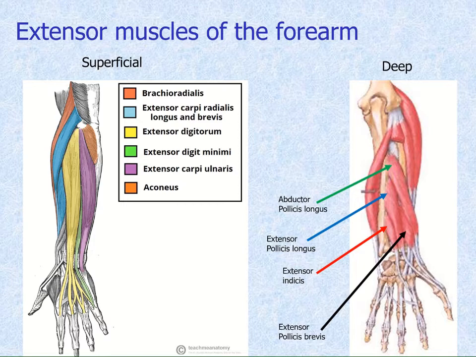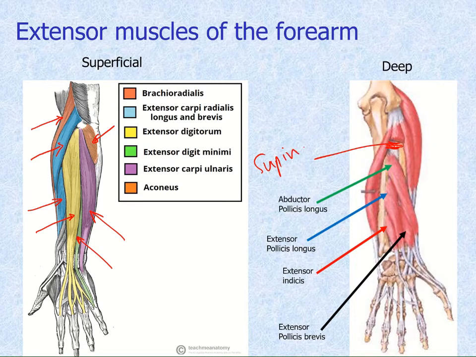The superficial group includes brachioradialis muscle, extensor carpi radialis longus muscle and the brevis muscle, extensor digitorum, extensor digiti minimi, extensor carpi ulnaris, and the anconeus muscles. The deep group includes a muscle here which is called supinator muscle, abductor pollicis longus muscle, extensor pollicis brevis, extensor pollicis longus, and extensor indicis.